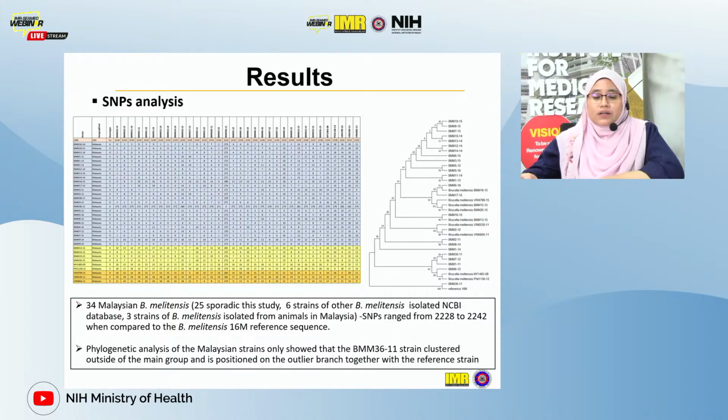Besides that, we know that BMM36/11, our local strain, clustered outside of the main group and is positioned on an outlier branch together with the reference strain 16M.